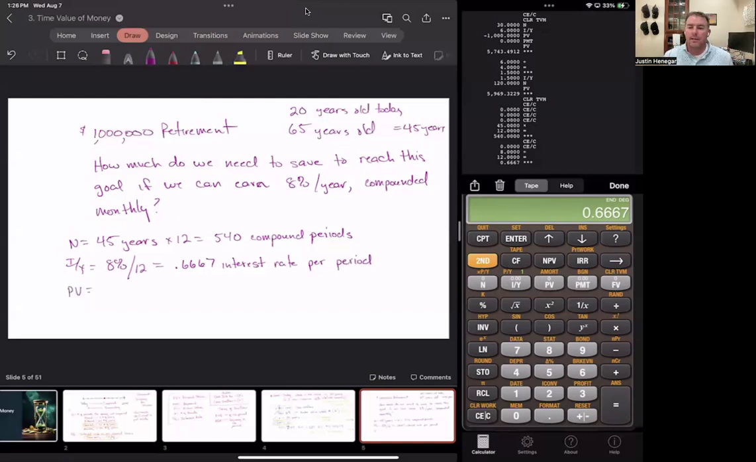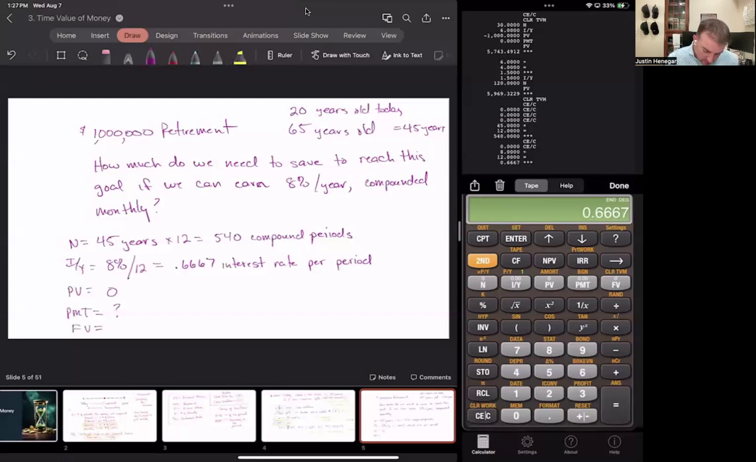Okay. All right. Our next is our present value. Well, do we have any money today? Let's say you don't. Let's say your present value is 0. You're starting with nothing, and you want to know how much you are going to need to save each month. So our present value is going to be 0. That's okay. All right. Next, payment. Well, isn't that what we're trying to solve for? We're trying to solve for payment. We want to know how much we need to set aside each month. So we actually don't know this answer yet.